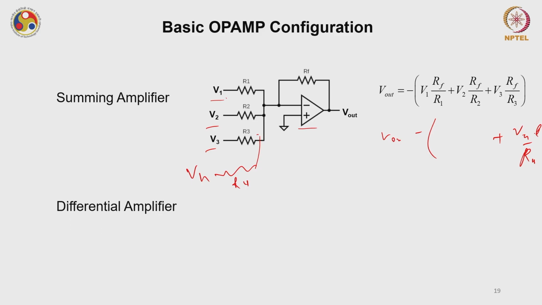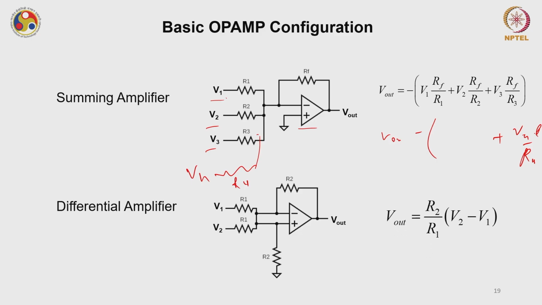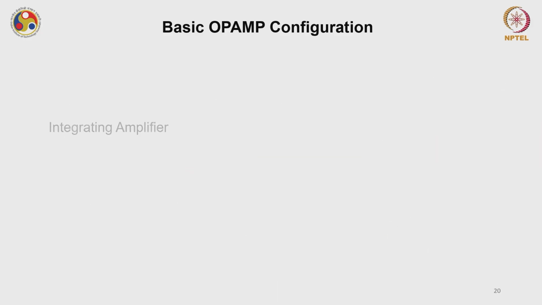Then it can also be used as a differential amplifier. In this configuration, the output voltage is equal to R2 by R1 into V2 minus V1, where V2 and V1 are the two voltages which we want to subtract from each other. This is the difference amplifier.